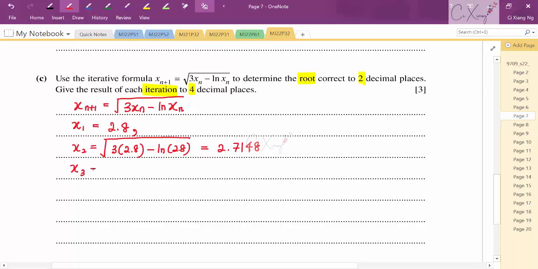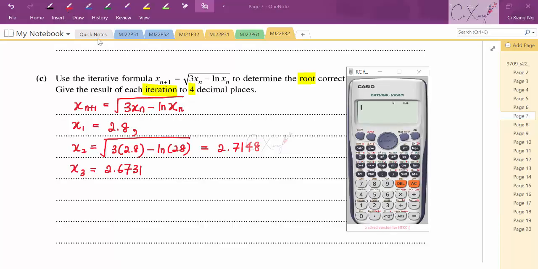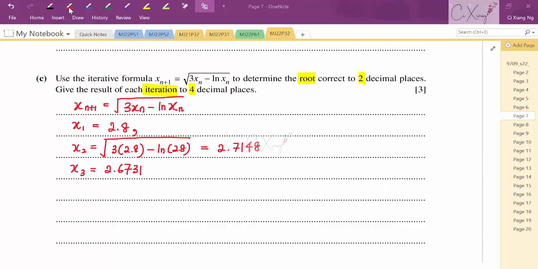And then if I want to get the value for x3, substitute 2.7148 into the iteration formula again. So from there, I'll get 2.6731. Okay, so to ease the process of calculation, maybe we can use the calculator to help us.